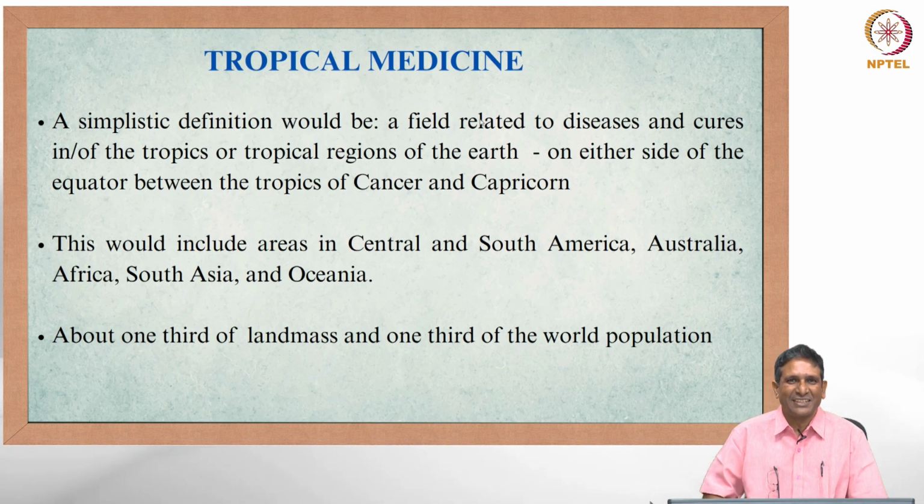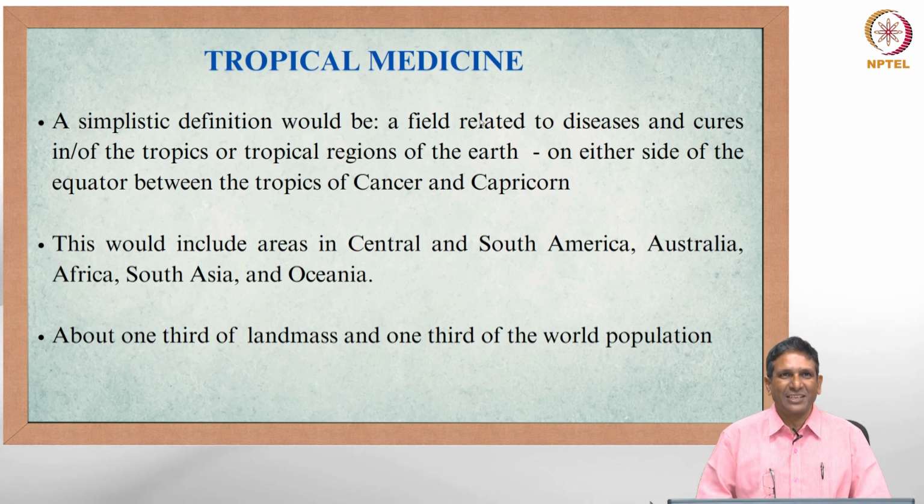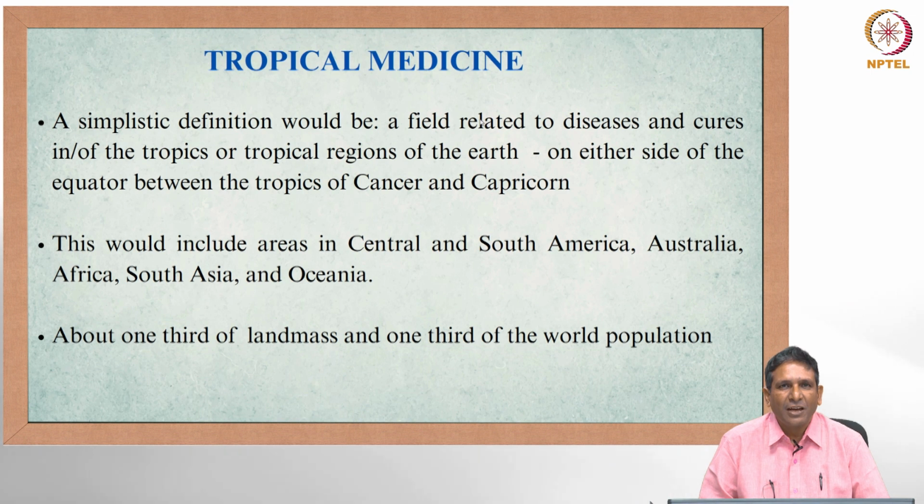I want to insist on that word simplistic, as we will see why in a while. The simplistic definition would be that it is a field related to diseases and cures in or of the tropics, which is basically the tropical regions of the earth, that is on either side of the equator, between the tropics of Cancer and Capricorn. So, in geographical terms, this would mean considerable areas in Central and South America, Australia, Africa, South Asia and Oceania.